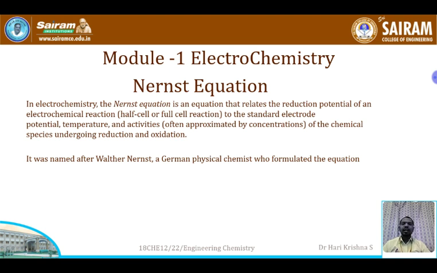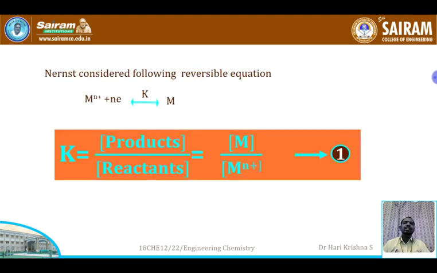Now let us see how Nernst arrived at this equation. The Nernst equation gives the relationship between the electrode potential of the cell and the concentration of the species in which it is dipped in. Nernst considered the following reversible equation: Mn+ plus n electrons gives M. The metal ions undergo a reduction reaction to give M. They accept electrons, and these products and reactants are in equilibrium with each other.